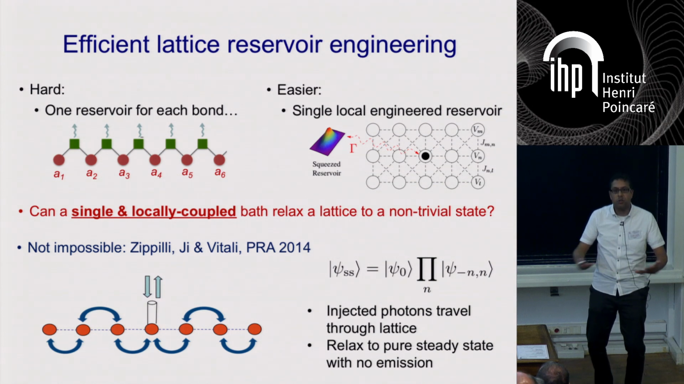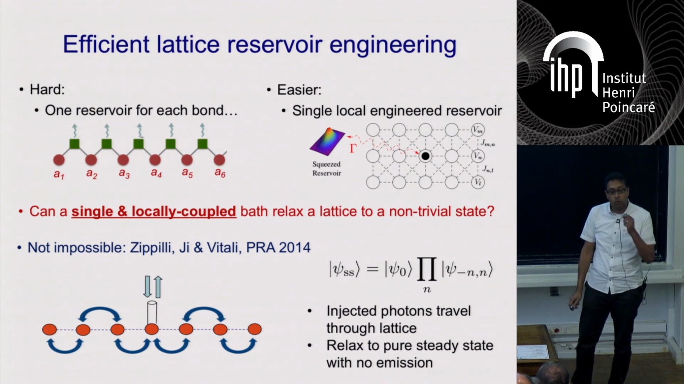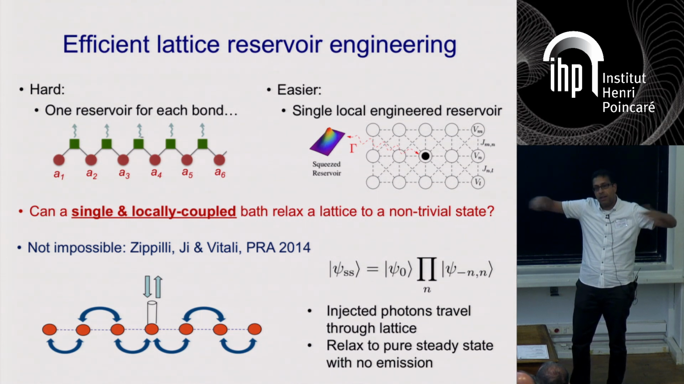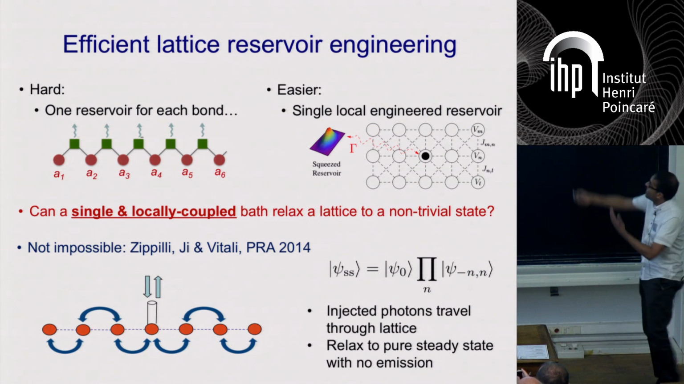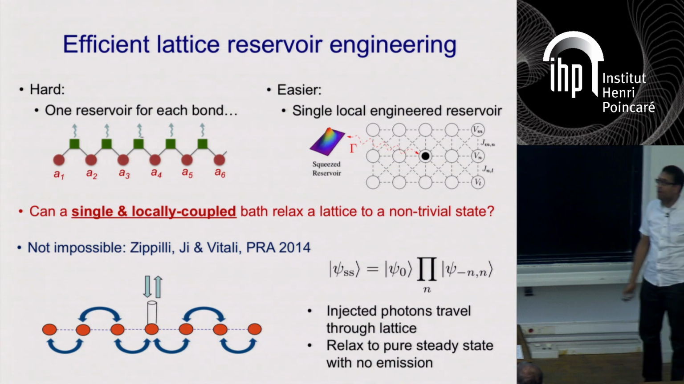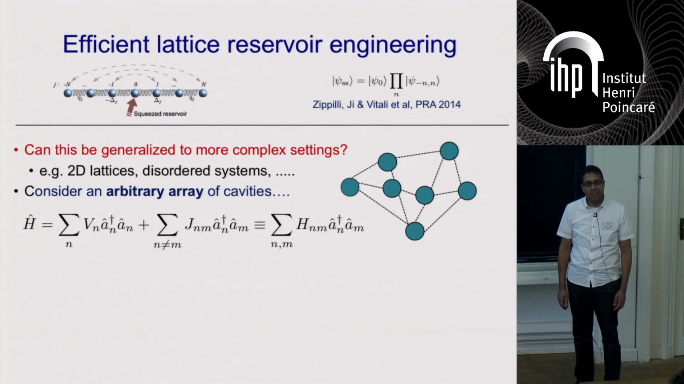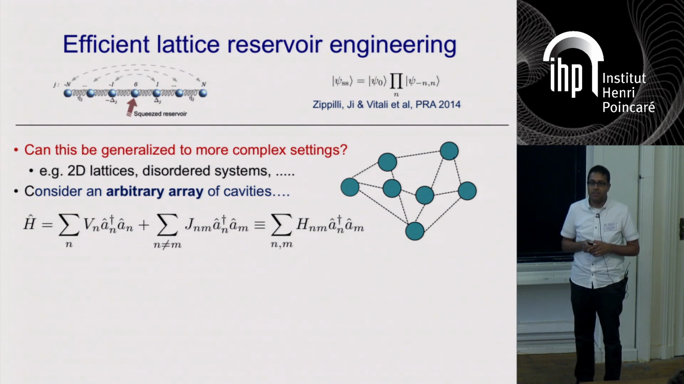You relax into a steady state where basically nothing is coming out of the lattice into that one engineered reservoir. And the lattice has a photon population, and there are these entanglement correlations. Okay, so very, very nice, a really nice specific example. The natural thing to ask is, well, could you do this in other settings? What's the special sauce, if you want, in that example that really made it work? And could we extract it and use it in other settings?